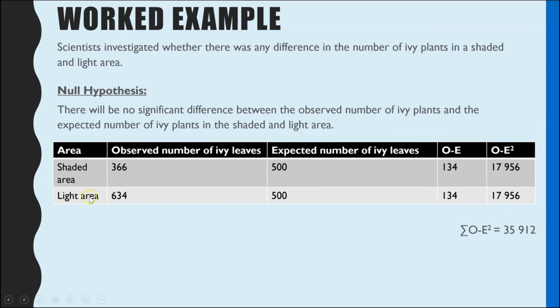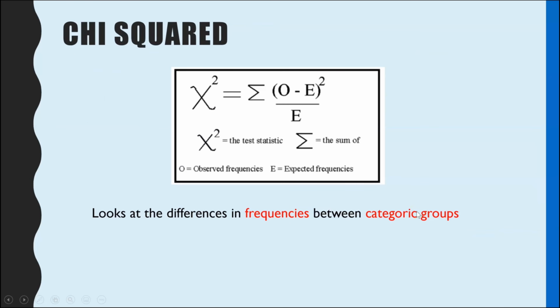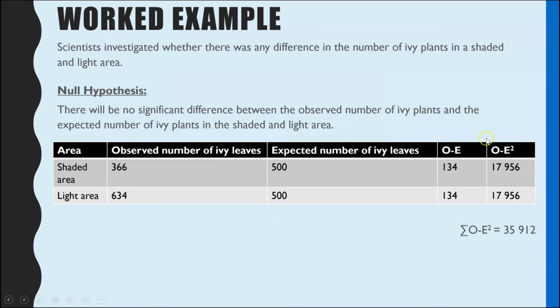So we've got our shaded and light area, the number of ivy we observed, the number we expected, and then the formula we said is the sum of the observed minus expected squared, divided by expected. So what I've done first of all is the observed minus the expected, then squared, and then the sum of that column. Now we have the sum of the observed minus the expected squared. We can put that data into the rest of the formula. And the last stage is dividing that by the expected number, which in our case was 500.